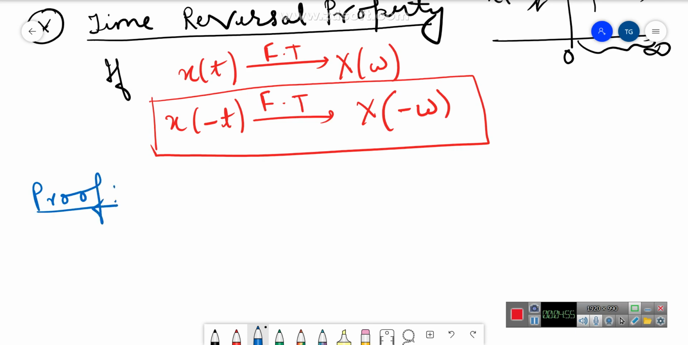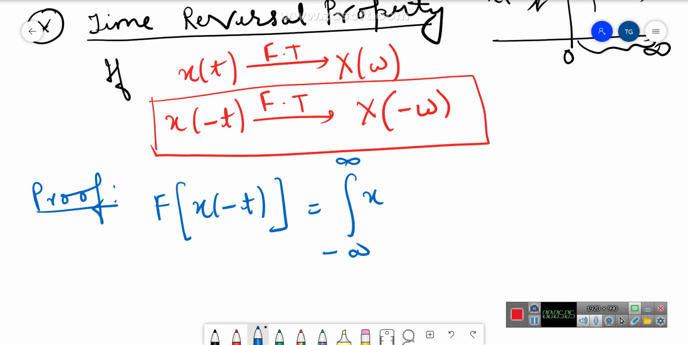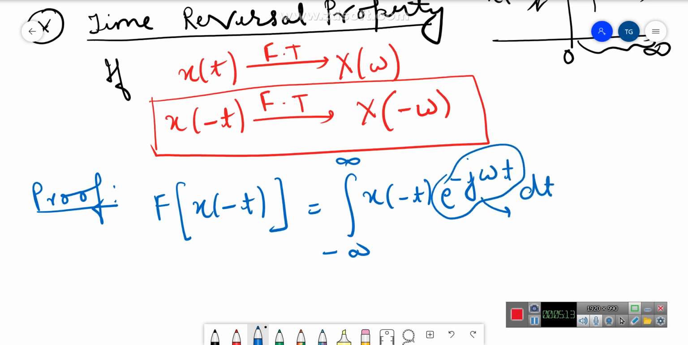From the definition of Fourier transform, we know the Fourier transform of x of minus t can be written as the integral from minus infinity to infinity of x of minus t e to the power minus j omega t dt, where this is my Fourier transform operator.